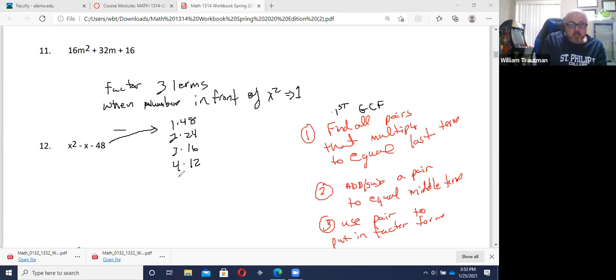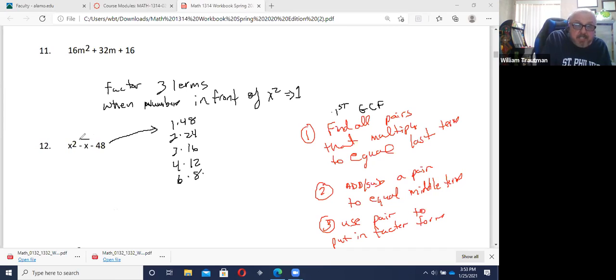48 divided by 5. No, that's a decimal. 48 divided by 6. 6 times 8. 48 divided by 7. 48 divided by 8. If I have an 8 already, then I'm done. I've done them all. These are all the pairs that equal 48. Now I have to add and subtract one of these pairs to try to equal the middle term. Step 2, add or subtract one of the pairs to equal the middle term.